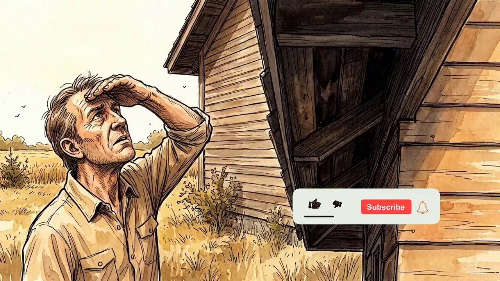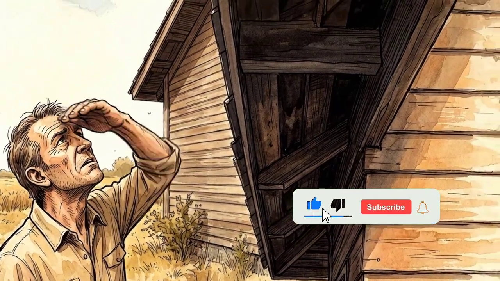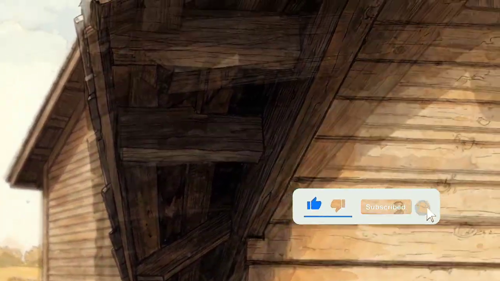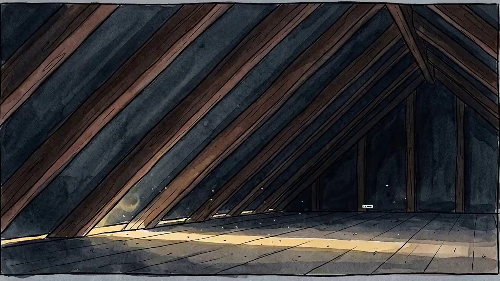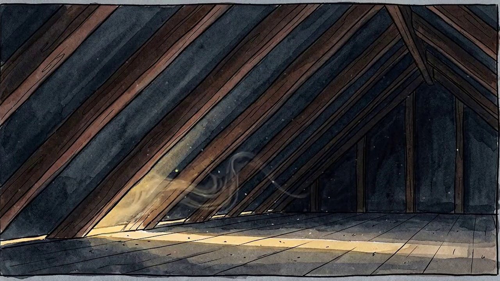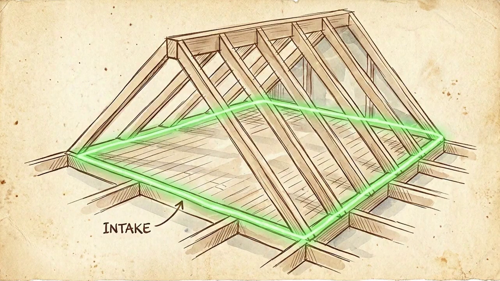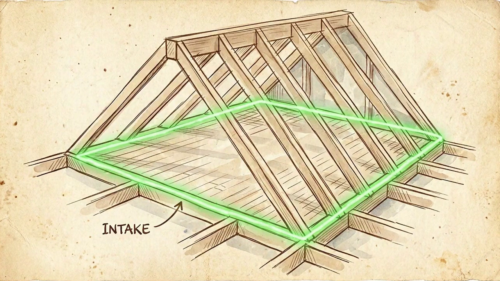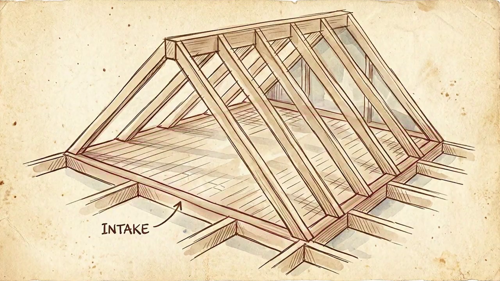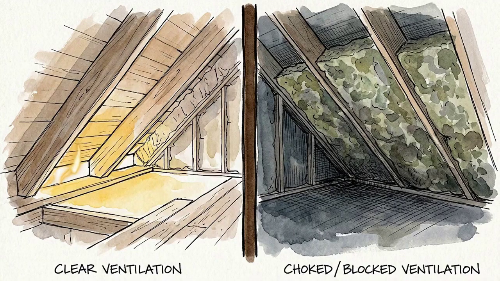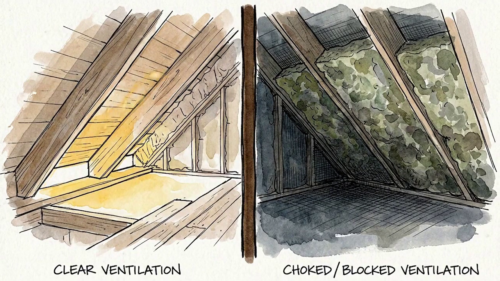Block 5. The fix. Step 1. Confirm your soffit vent status. Go into the attic. Look toward the eaves. You should see daylight, a thin, bright line along the bottom of the rafter bays all the way around the perimeter. If you see darkness, the path is blocked.